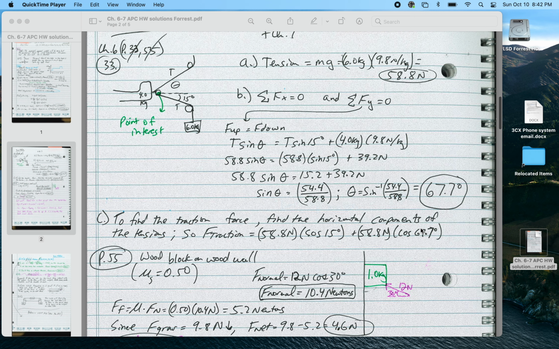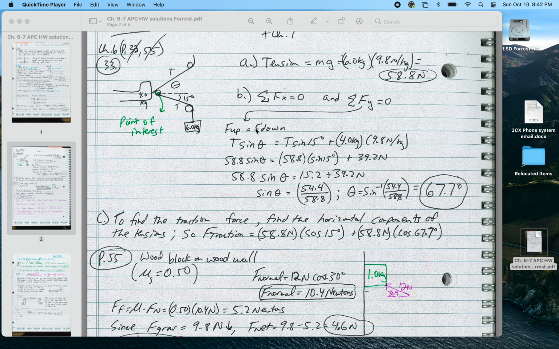This one I thought was kind of challenging, but I think it was explained pretty well by one of the weights in class, so that was nice. Tension is just mg of this, so it got 58.8 newtons. That's the same tension everywhere in the rope if it's a massless rope. At this particular point of interest, the forces down and the forces up have to be equal. The force left and the force right have to be equal. And that force right is what's going to be known as the traction force.